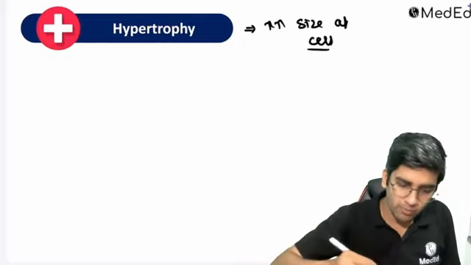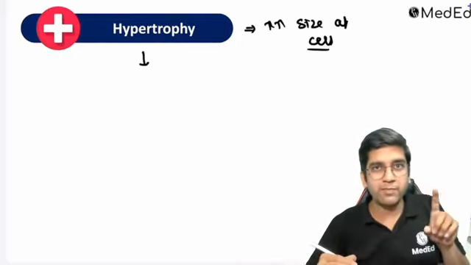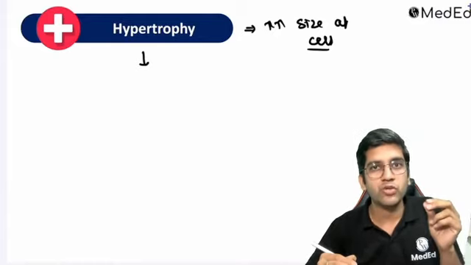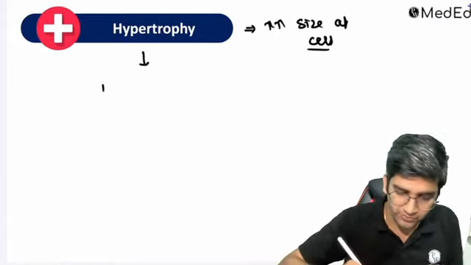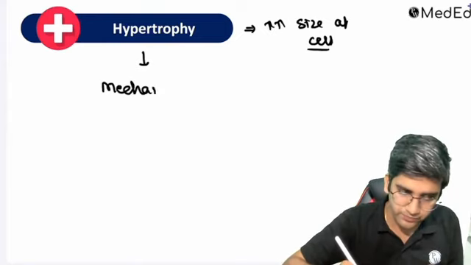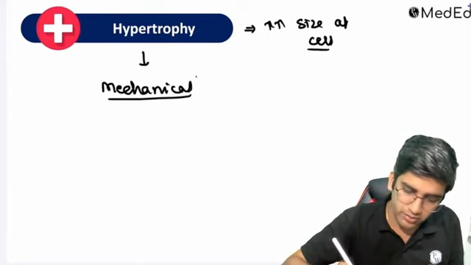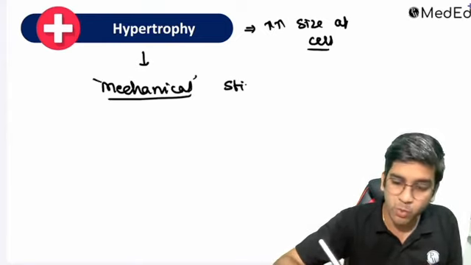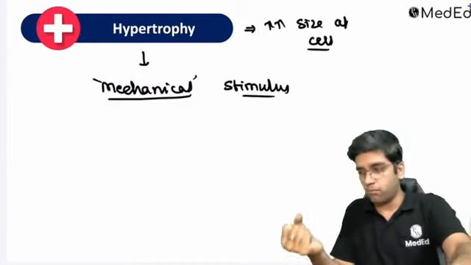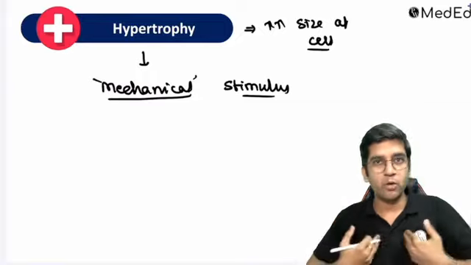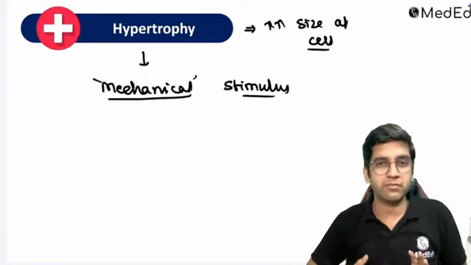In other words, in hyperplasia, I gave you a thing: most of the hormonally responsive organs will undergo hyperplasia. In hypertrophy, it's mechanical. It's a mechanical stimulus in most of the conditions. Here it's not hormonal, it's not growth factor. More weight, this became bigger. More work of the heart, it will become bigger, that's all.